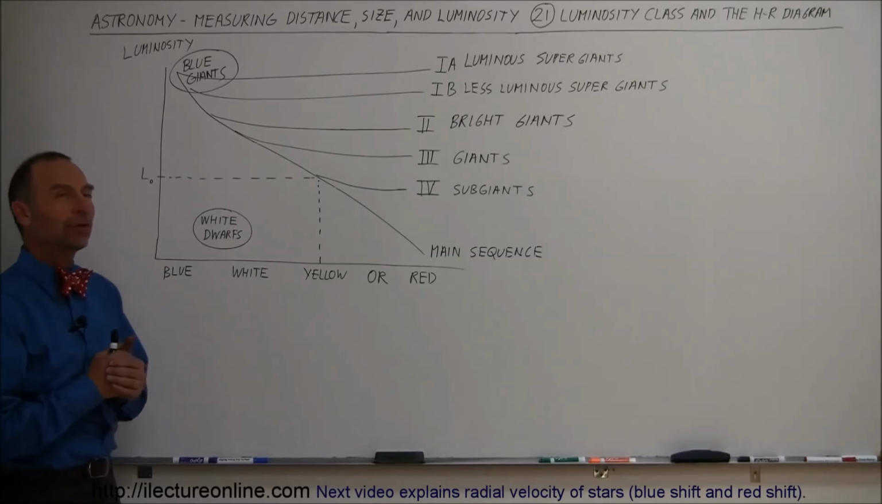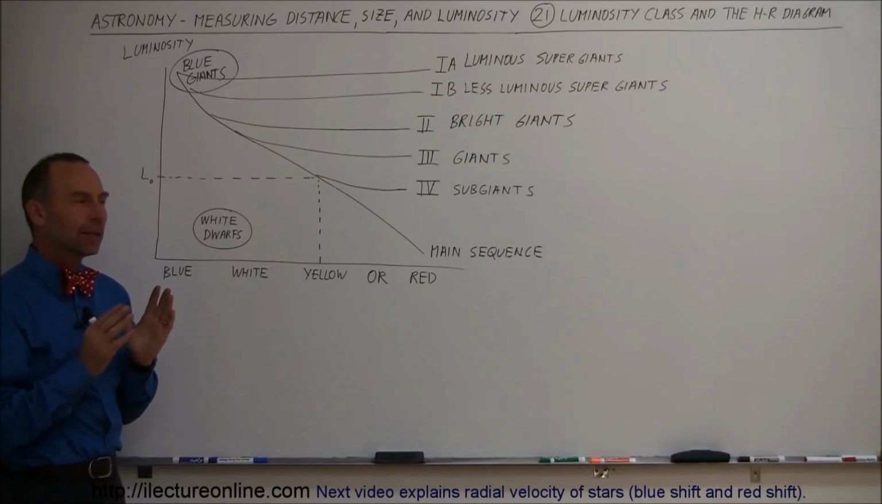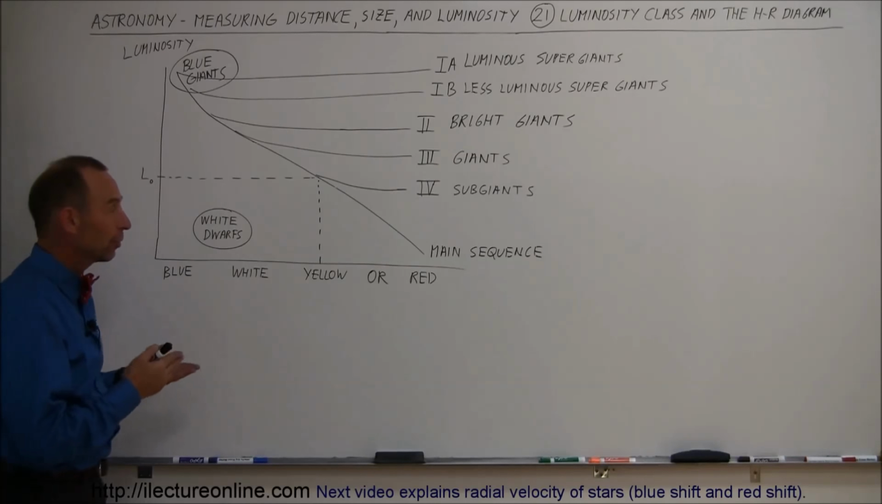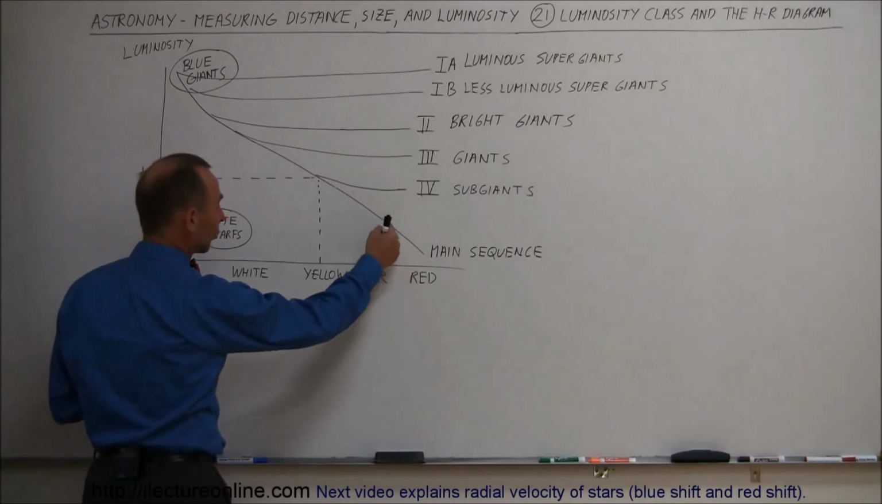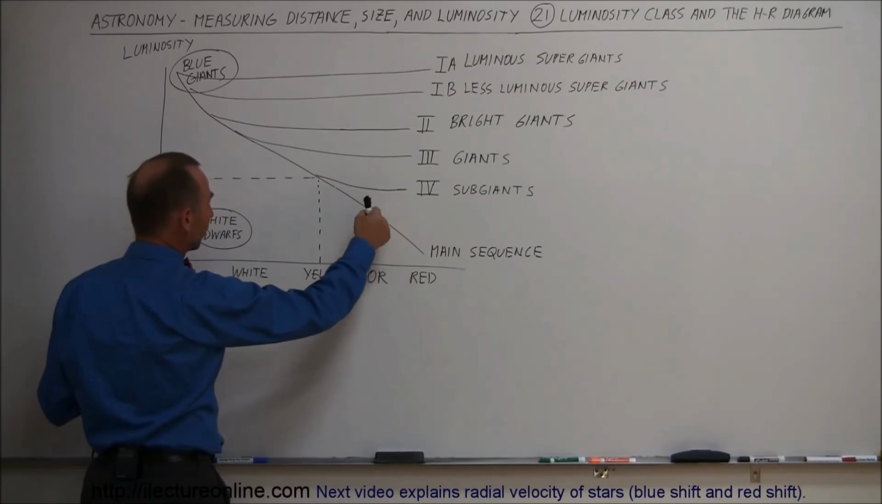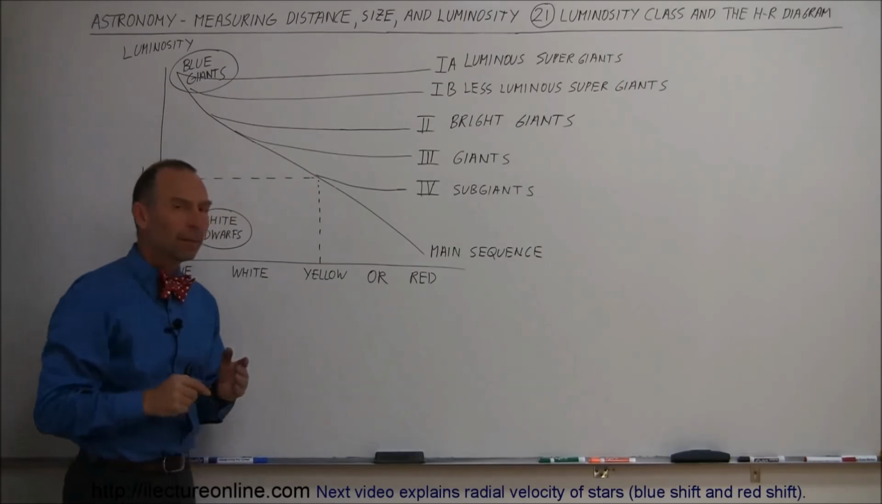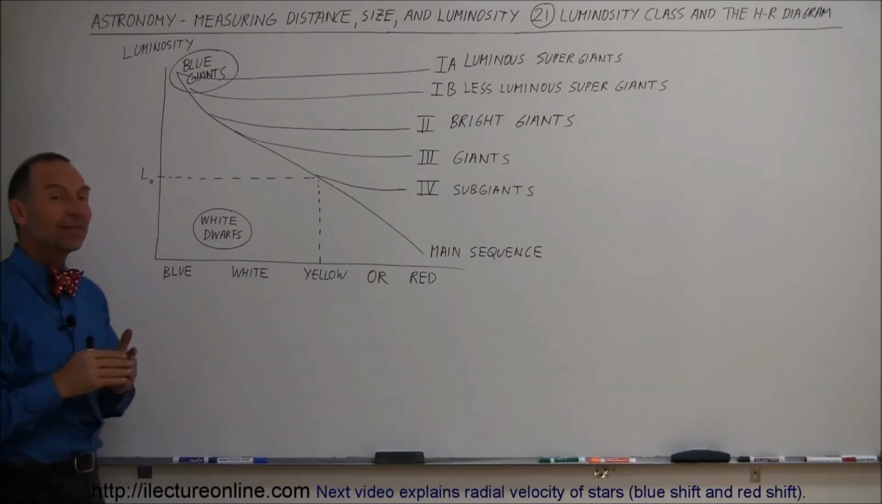Now you may have wondered, well, if a star is a main sequence star, you're able to find the absolute magnitude of the star. All you have to do is find the color of the star relative to the temperature, and then find the corresponding luminosity on the vertical scale over here. But not all red stars are main sequence stars.